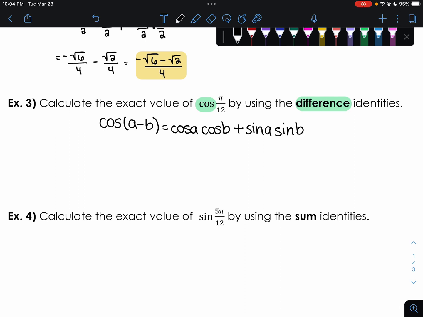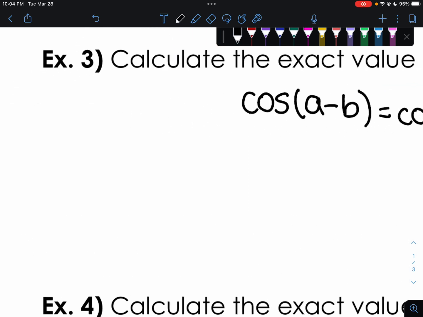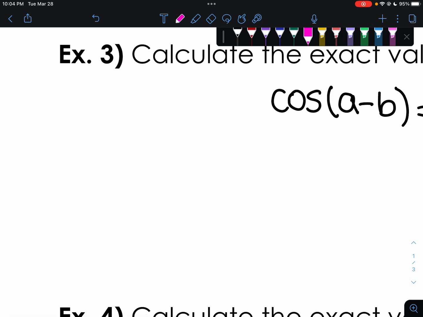What we need to do is identify 2 angles that can be subtracted to give us pi over 12. Remember, when it's the difference, A does need to be the bigger angle. So off to the side, this is where we do our math. Pi over 12 is an angle that I don't know. I need to figure out angles that I can subtract.